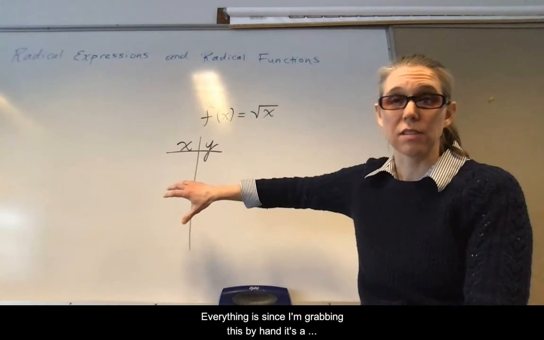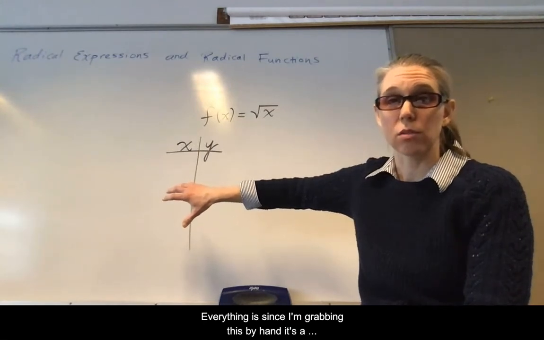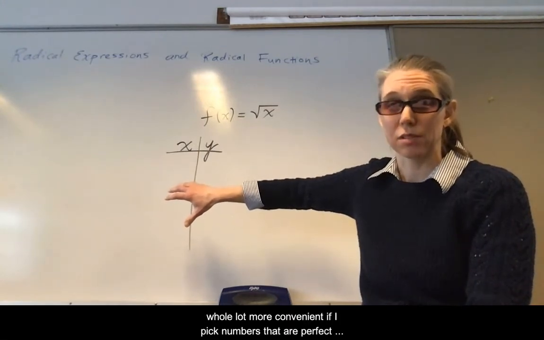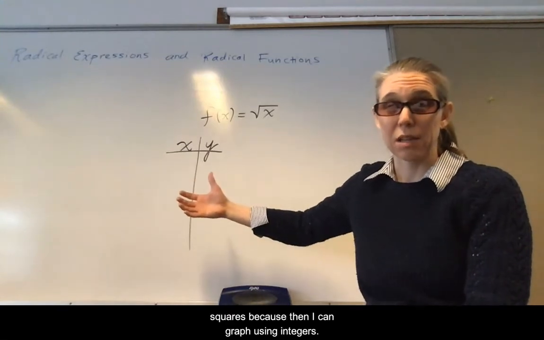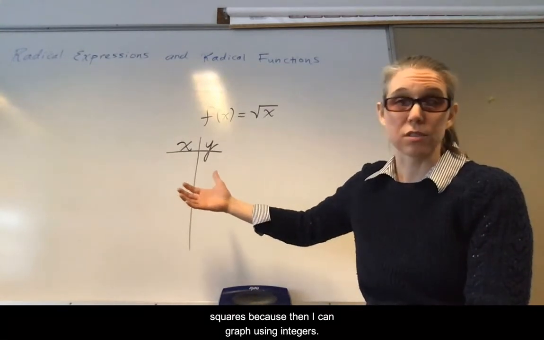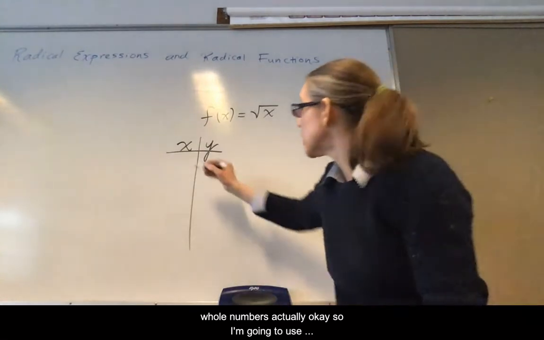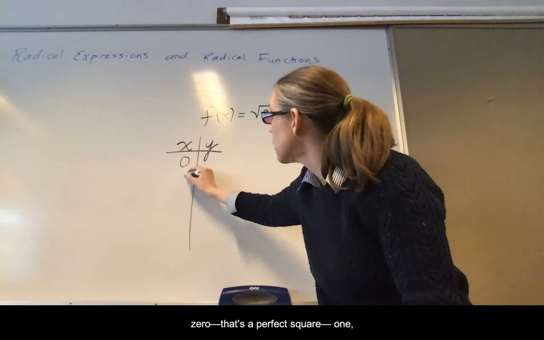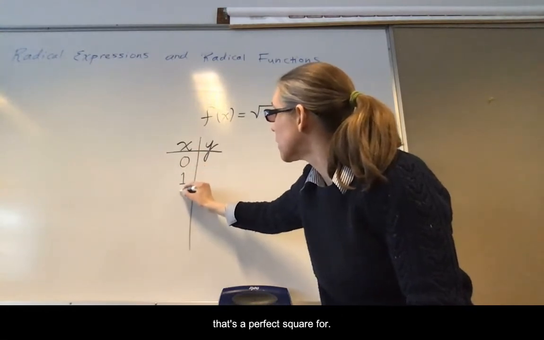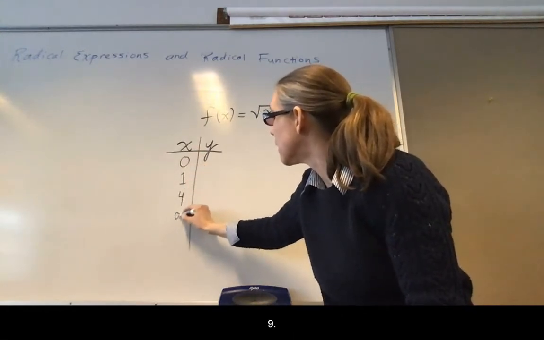And the other thing is, since I'm graphing this by hand, it's a whole lot more convenient if I pick numbers that are perfect squares, because then I can graph using integers. Whole numbers, actually. Okay, so I'm going to use 0, that's a perfect square. 1, that's a perfect square. 4 and 9, that's good enough.